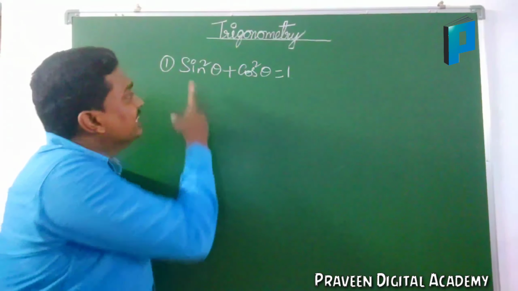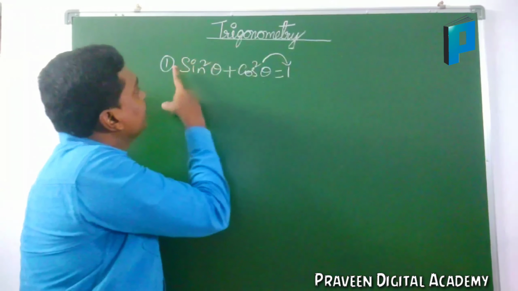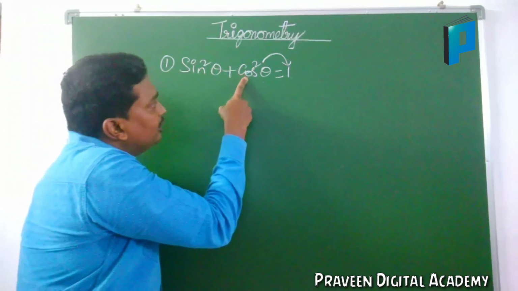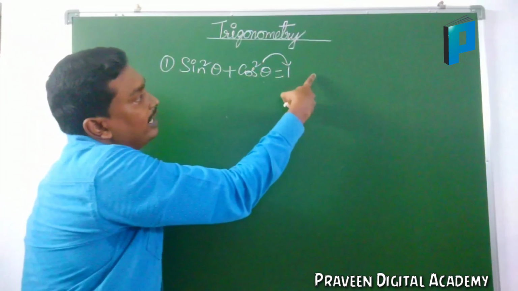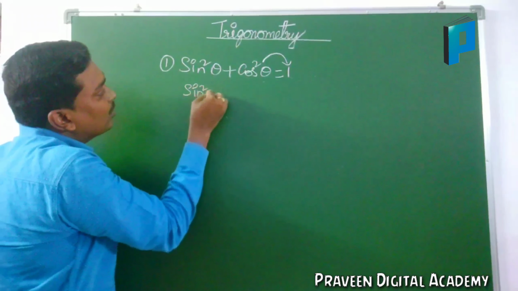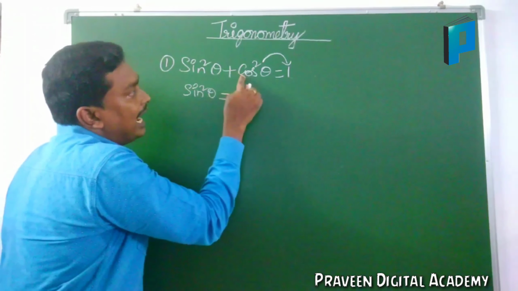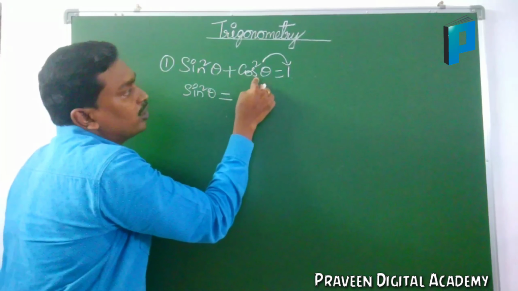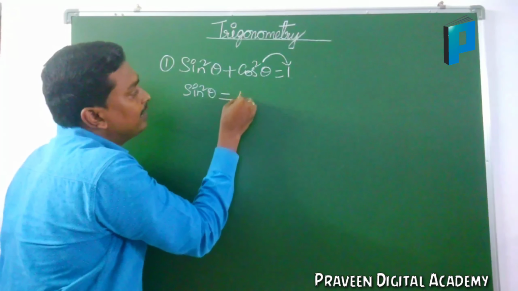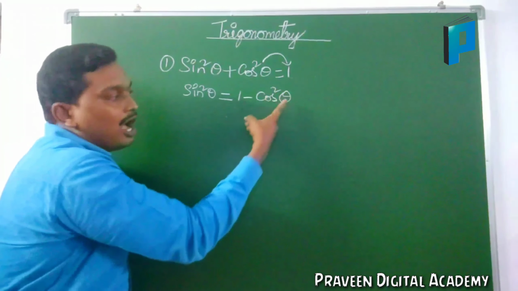We can write it like this: if you want to know sin square theta, just send this cos square theta to the other side. What will it become? Sin square theta is equal to 1 minus cos square theta, I got.